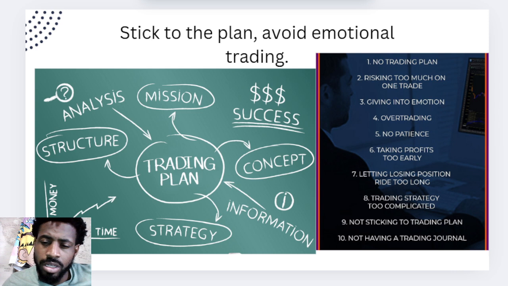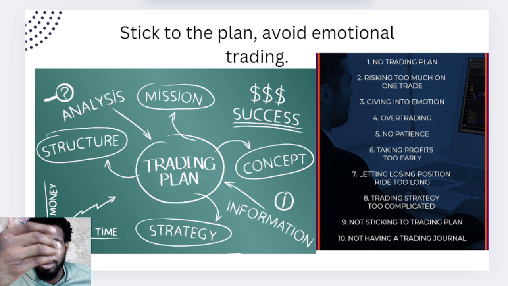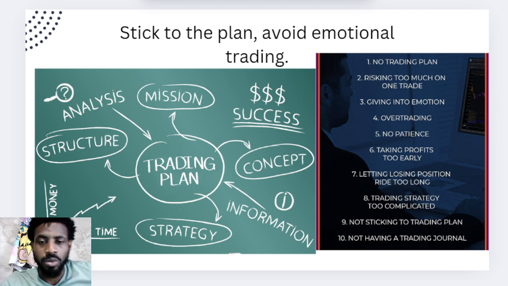Number 7, letting a losing position ride too long. A lot of the time, people do that because they don't have a risk management plan. You gotta know your risk when it comes to trading. You gotta know what you're risking. What I do is I risk $100. Now it's $100. I'm risking $100. I know my risk, I'm done.